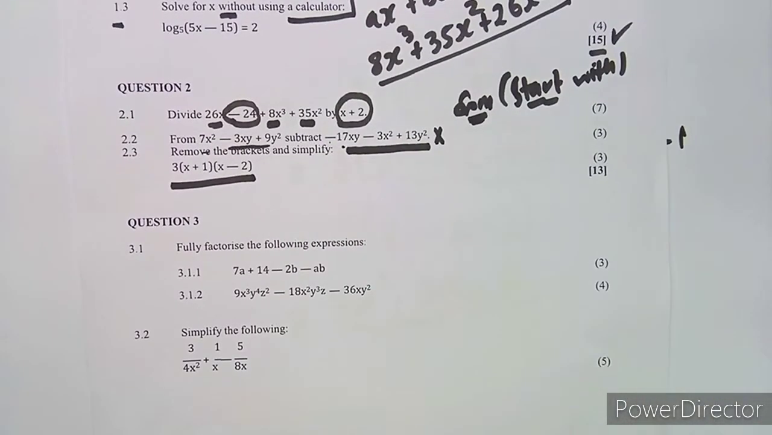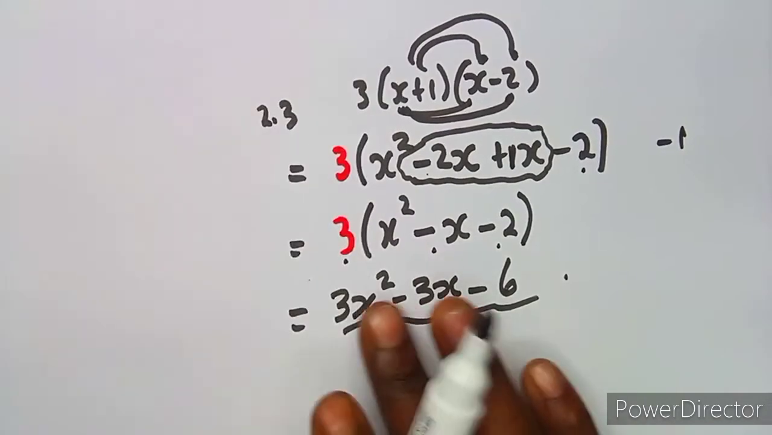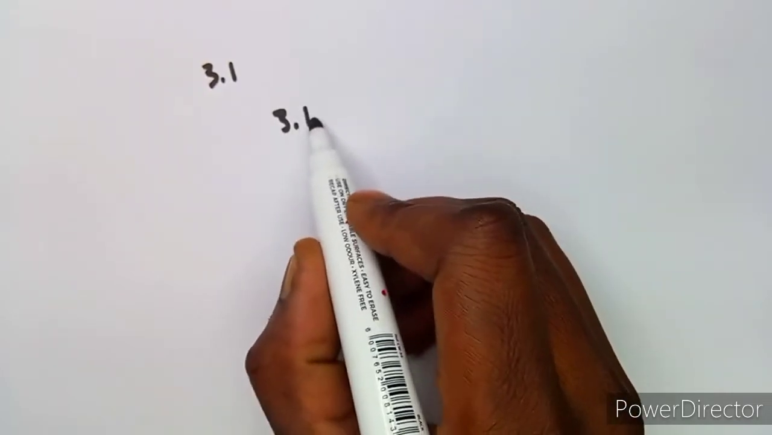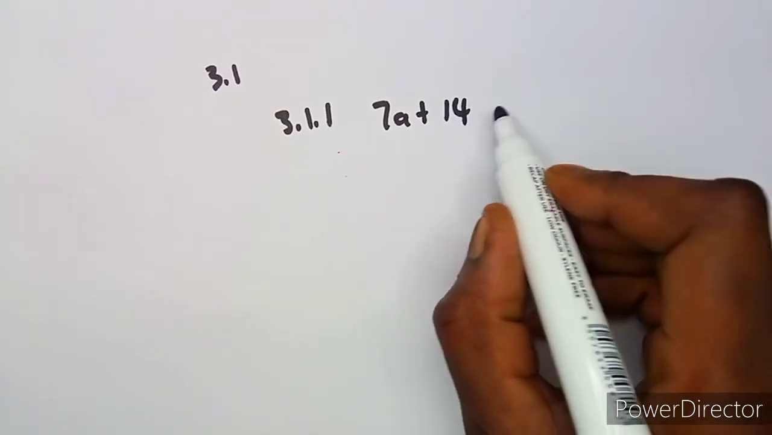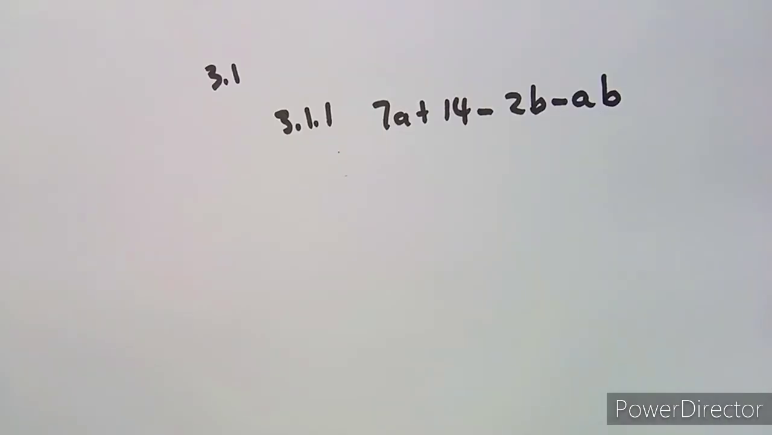Okay, on question number 3.1, fully factorize the following expressions. So that's 3.1.1. We've got 4 terms there, and I talked about this type of factorization. Whenever you are given 4 terms, guys, this is the concept: you have to make sure that you group them into 2, in a way that you can actually factorize them. So let's just see if we can group these terms into 2.